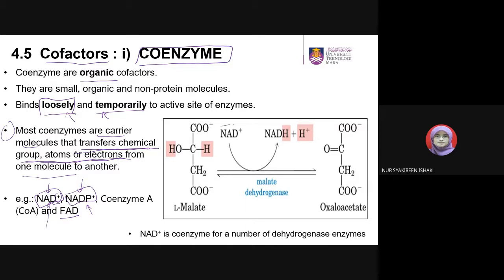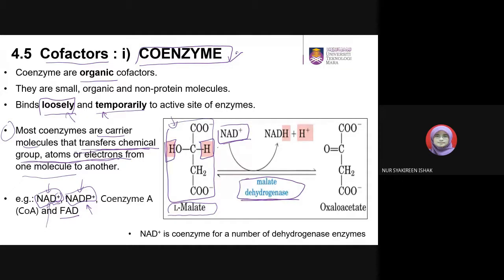So for example, here you have this molecule NAD+, which acts as the coenzyme for the enzyme malate dehydrogenase. NAD+ is the coenzyme for the enzyme malate dehydrogenase. From this reaction, as you can see, the substrate for malate dehydrogenase is malate. So this is the structure of malate. The reaction involves NAD+ taking the hydrogen atom from malate.